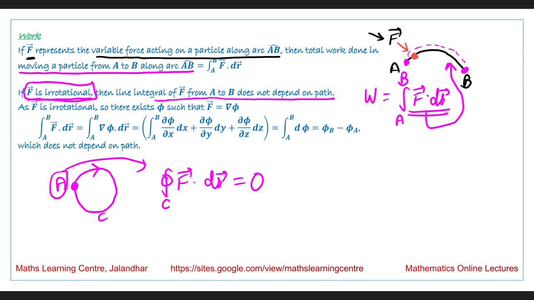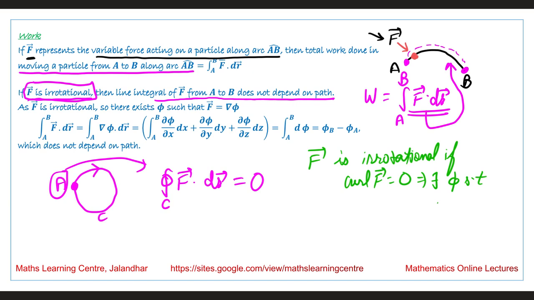Now previously we have also studied this term irrotational, and we know that f vector is irrotational if curl of f vector is 0, and this implies there exists a function phi such that f vector is equal to gradient of phi. We are talking about the scalar potential. So now if we are taking the line integral along this whole closed curve C, then the value we have is equal to 0.